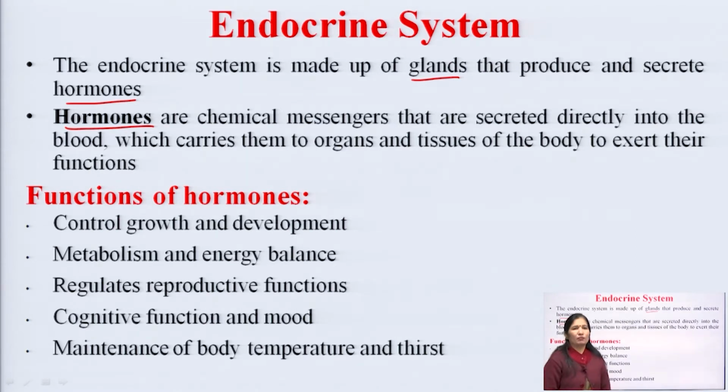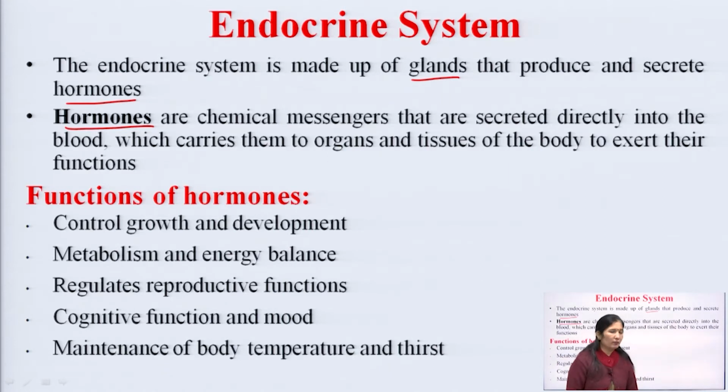So, begin with the definition of hormones. What are hormones? Hormones are chemical messengers that are secreted directly into the blood, which carries them to the organs and tissues of the body to exert their functions.